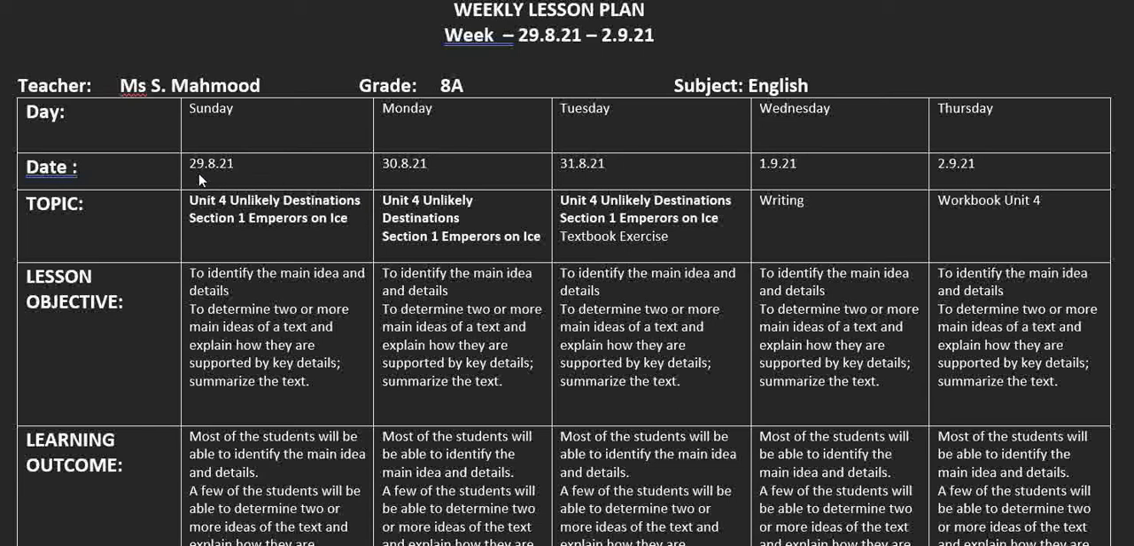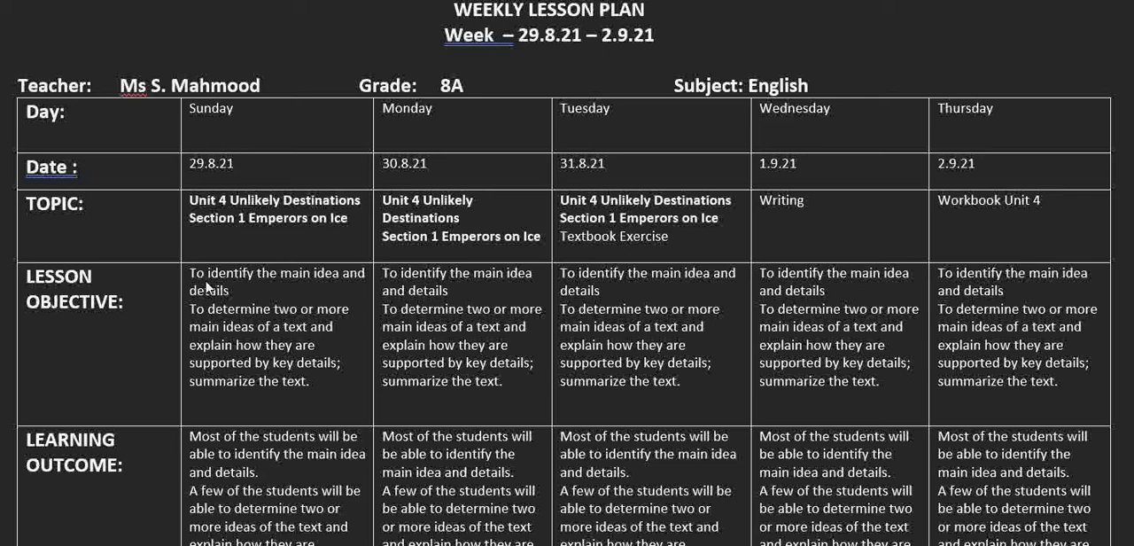So we begin with the 29th of August 2021, then we have 30th of August, 31st of August, 1st of September, and 2nd of September 2021. The topics are planned from your course book first, that is the Unit 4, Unlikely Destinations. Section 1 is Emperors on Ice. The unit continues because it will not get over in a day, and then you have your textbook exercises related to the unit and the writing section related to the unit. And then on the Thursday, it's a fix, that is workbook will be done accordingly, and this unit will continue over several weeks. Now let us begin with the Sunday.